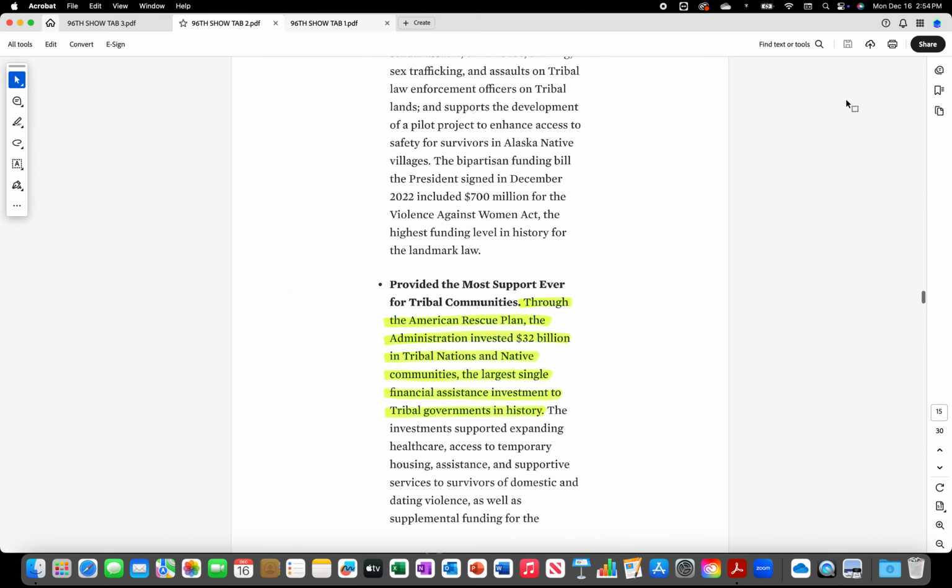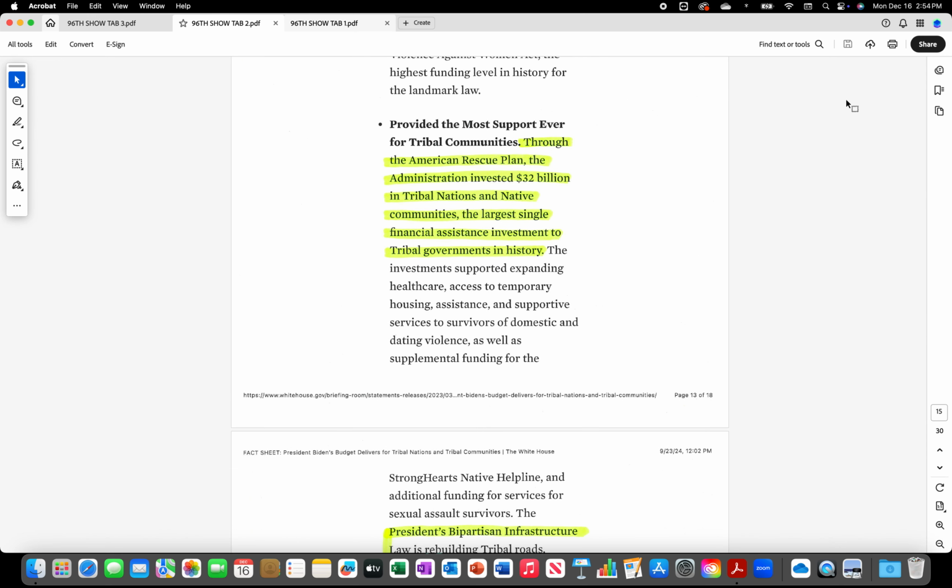USDA getting involved. Seems that all the organizations are getting involved to give foreigners stuff.